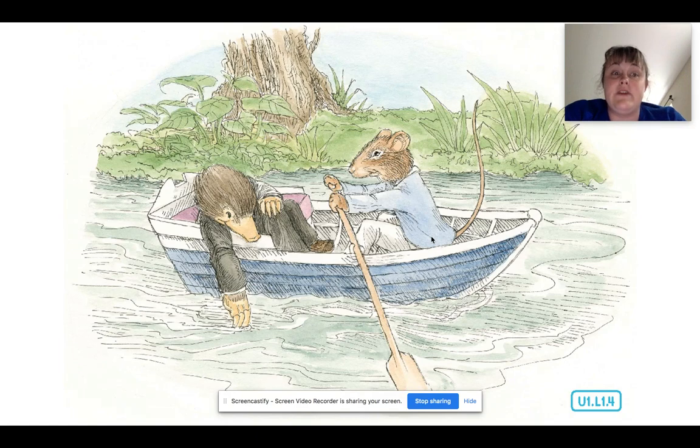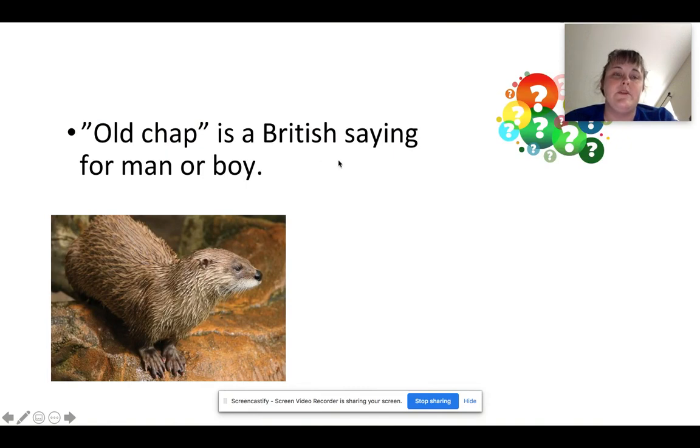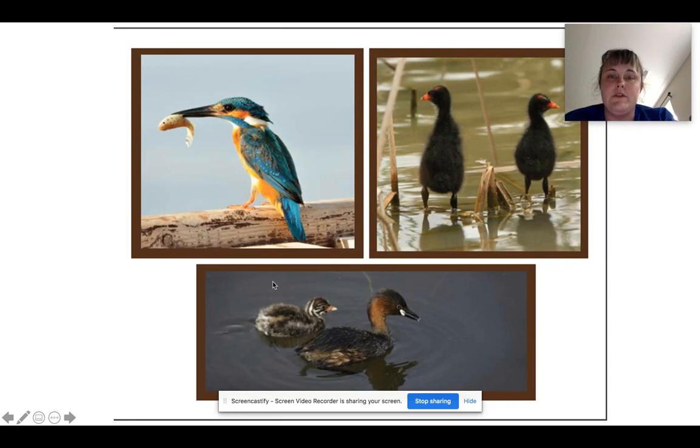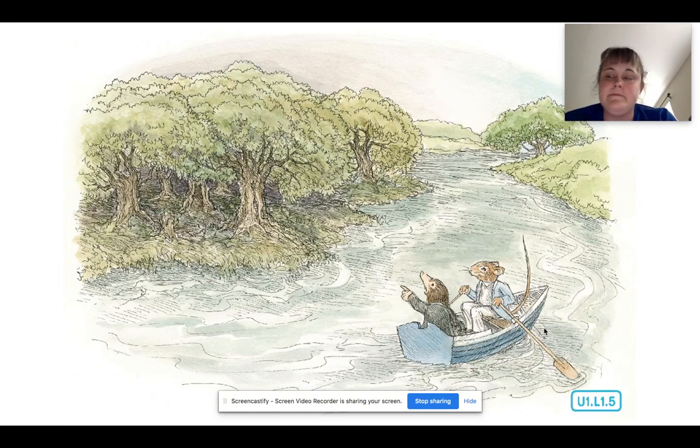He says the river banks are actually getting crowded because there are so many animals that want to do something with them. "Old chap" is a British saying for man or boy. And here were some of the other animals that were mentioned, like kingfisher, dabchicks, moorhens. Okay, those were a few others that were mentioned that might be along the riverbank. And those are real photos of them: kingfisher, moorhens, and dabchicks.